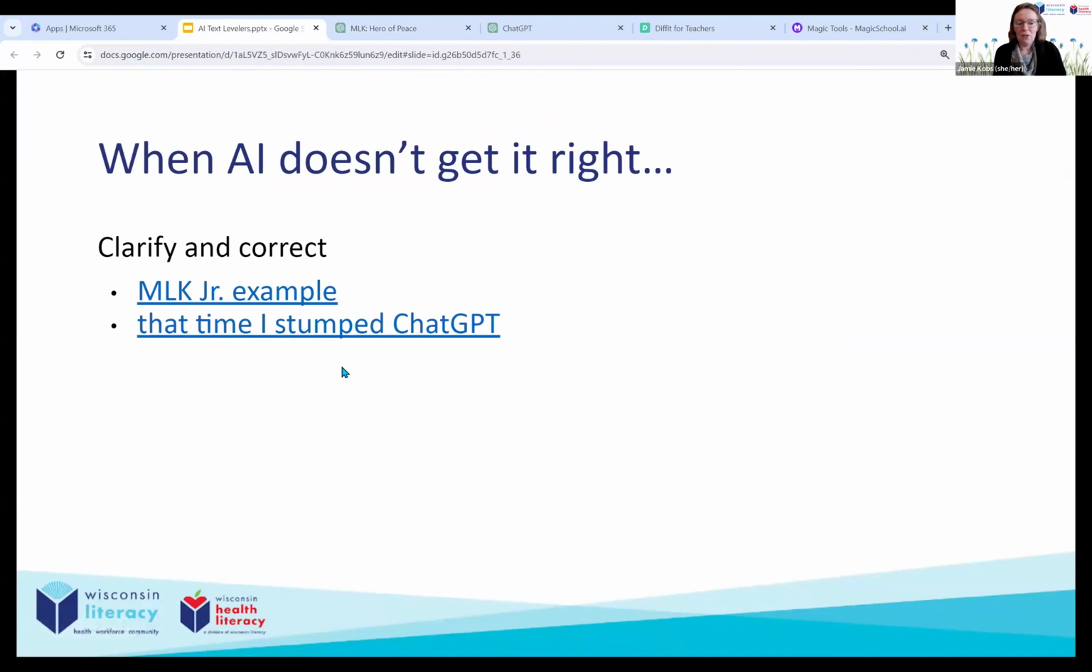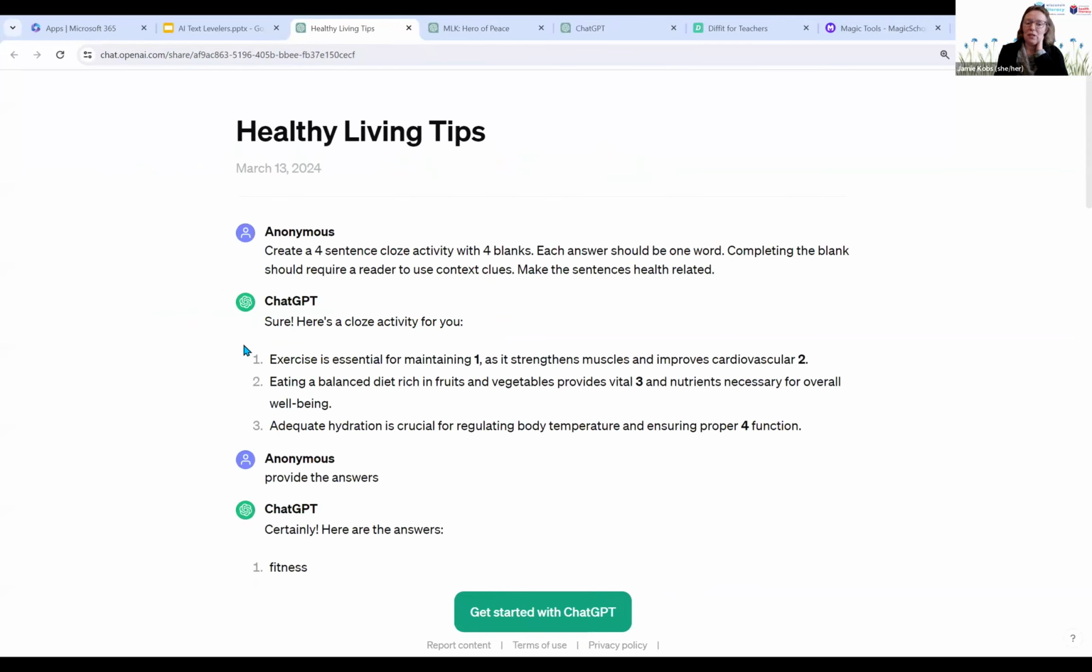The other example of when I needed to clarify and correct, I wrote here, that time I stumped ChatGPT. So Mary, this gets back to your question. I was looking for particularly like a reading activity that was a fill in the blank about health. So I said, create a 4-sentence cloze activity with 4 blanks. Each answer should be 1 word. Completing the blank should require a reader to use context clues, make the sentences health related.